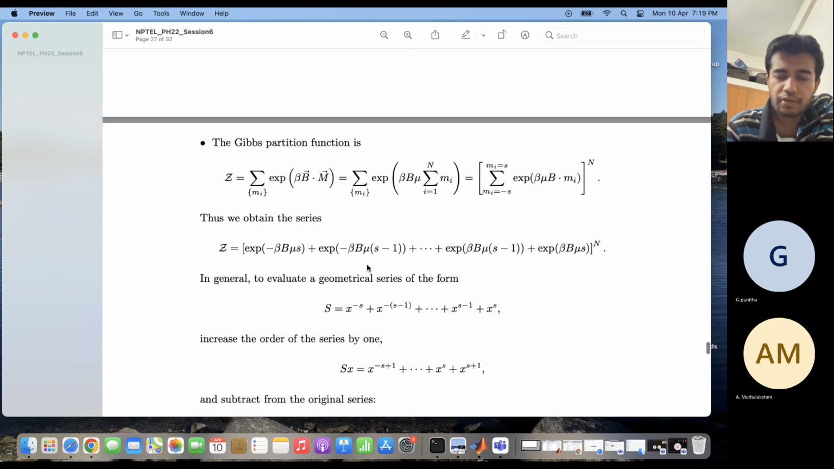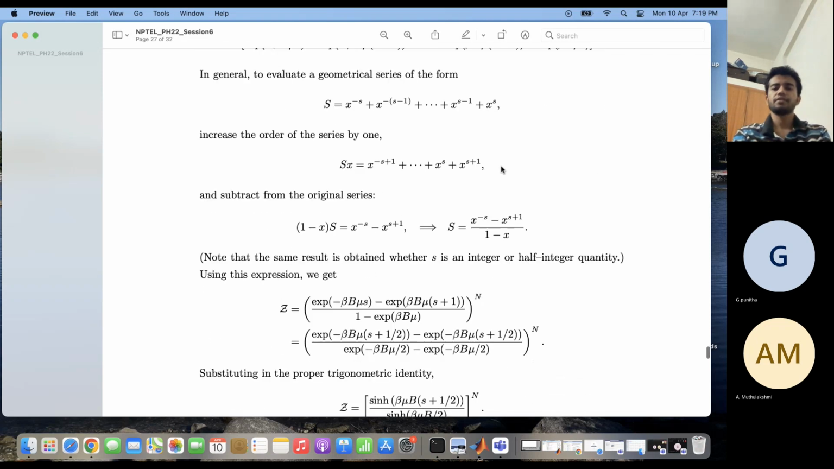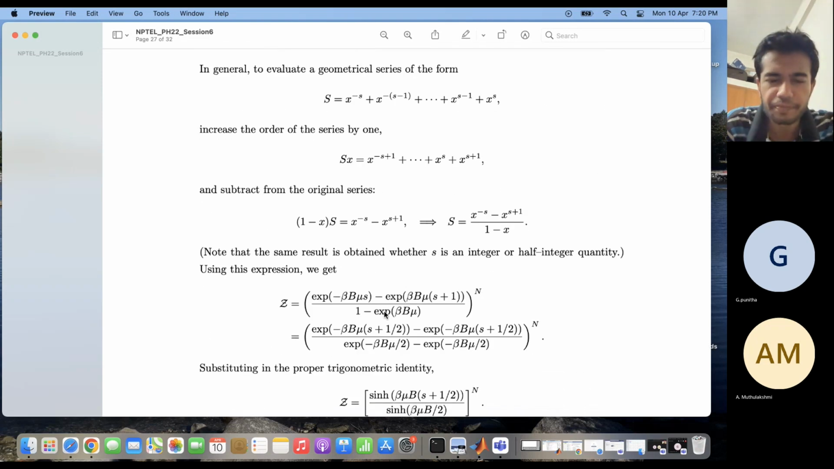Now you see that this is an expression that is the sum of a finite GP series whose first term is e to the power of minus beta mu b s, the last term is e to the power of beta mu b s, and the common ratio is e to the power of beta mu b. If you evaluate this finite GP sum, then what you get is this expression for the partition function over here.